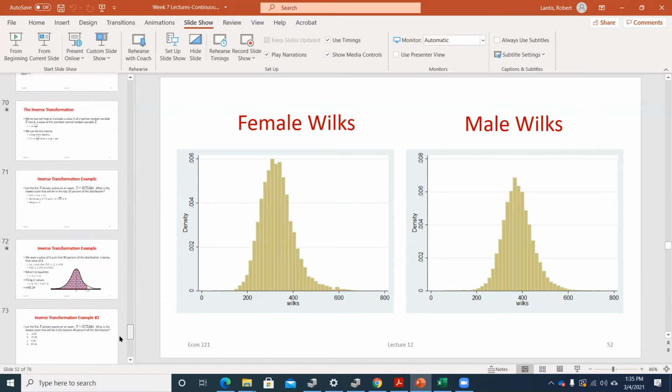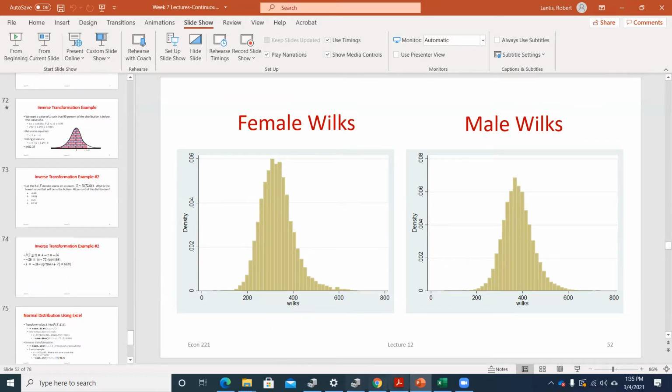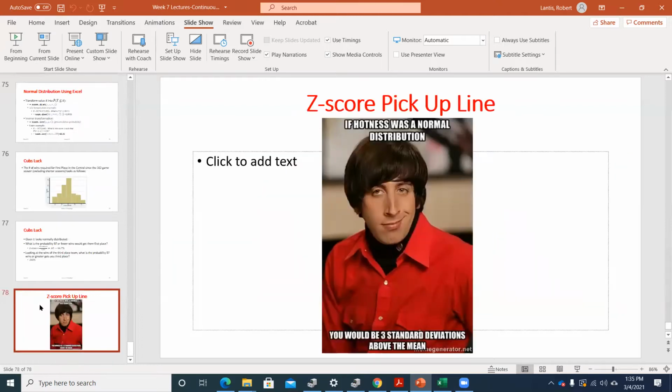And then I'll leave you with one meme. There's only one of you, and I guess there's people on Zoom, but there's one of you who can enjoy this in class. If hotness was a normal distribution, you'd be 3 standard deviations above the mean. I always thought this was the best pickup line. Or you could say that you'd be a z-score of 3. If they don't know what that means, then you're like, well, it's not worth my time anyway.